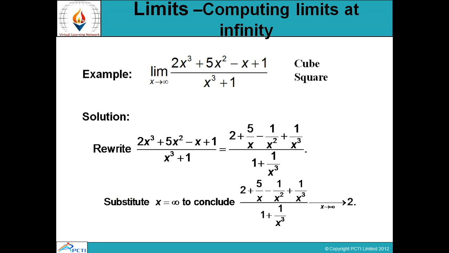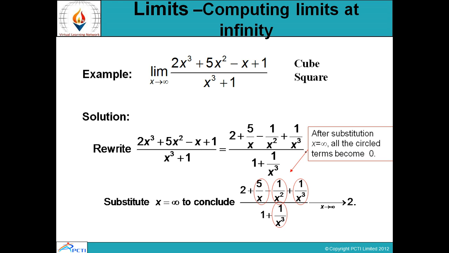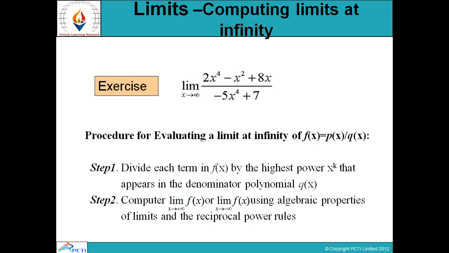Substitute x equal to infinity to conclude (2 plus 5 by x minus 1 by x square plus 1 by x cube) divided by (1 plus 1 by x cube). This is equal to 2. After substituting x equal to infinity, all the reciprocal terms become 0 and the value will be 2. Exercise.